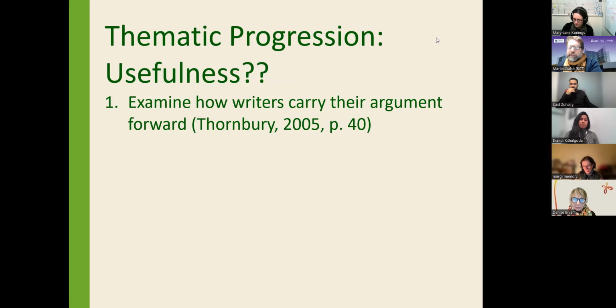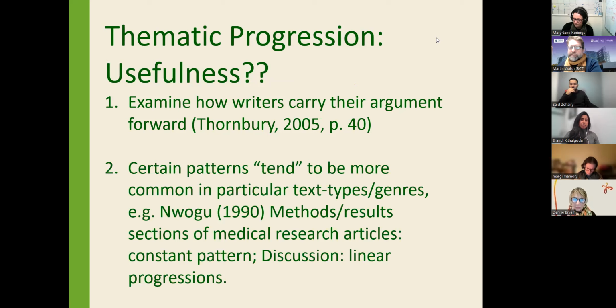And then there is some evidence that suggests that for certain text types or genres, different patterns are a little bit more common than in others. So, like the methods section of a research article, where this was done, then this was done, then this was done, it might have a more constant theme progression, mentioning the same thing in the theme position most of the way through. Whereas the discussion, which is a little bit more like an argument, would have a more linear theme, rheme, and then the rheme picked up into the next theme. But it's not a given.